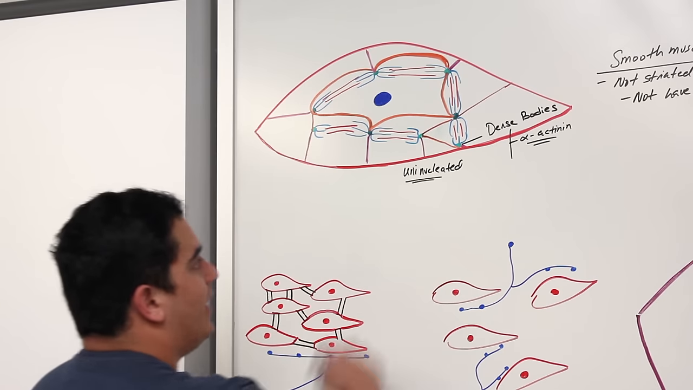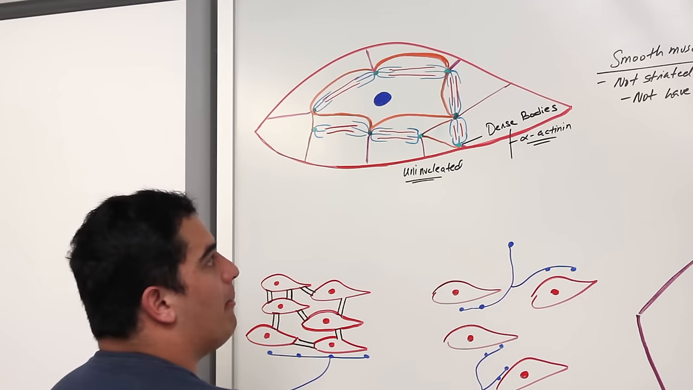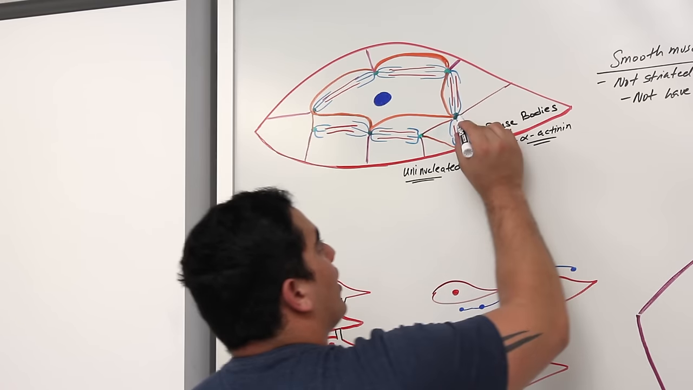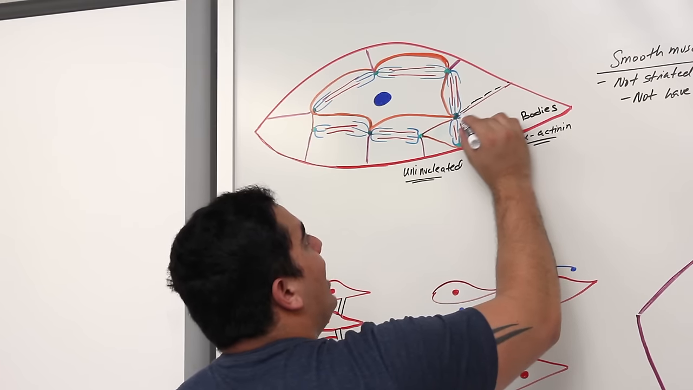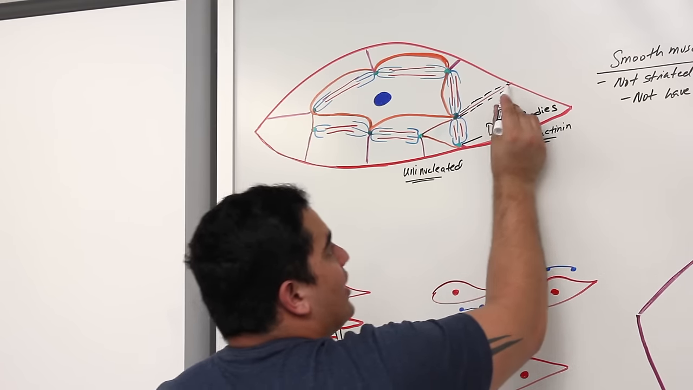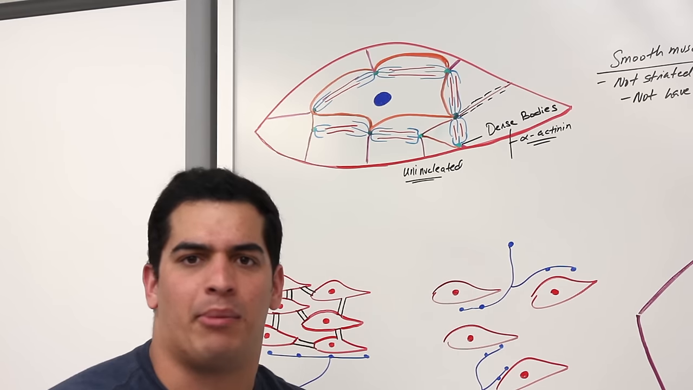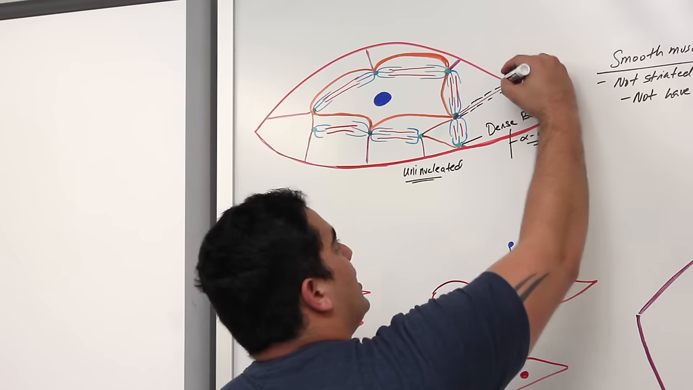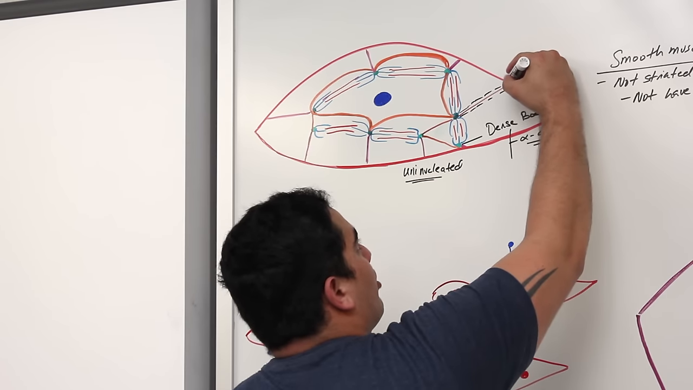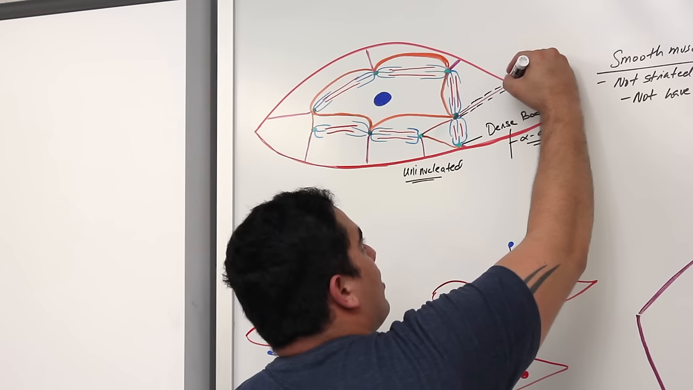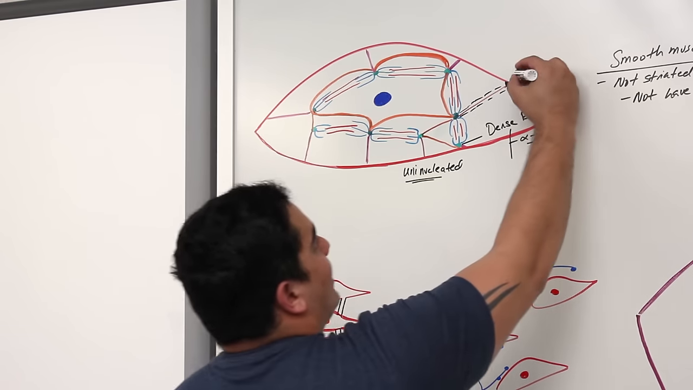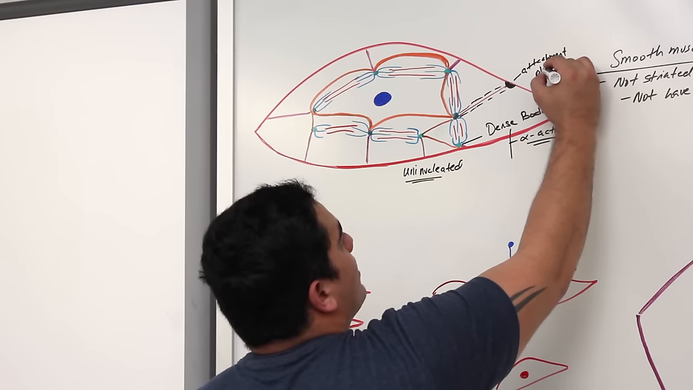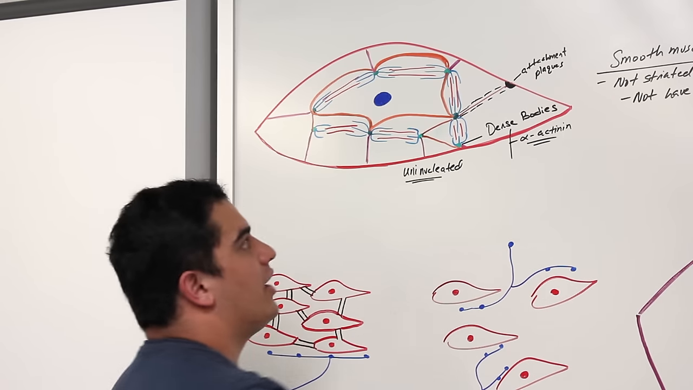What's important is that these dense bodies are anchored to the plasma membrane by these pink proteins. Look, this right here is anchoring the dense bodies to the smooth muscle cell membrane. And there's many proteins that are making up that structure. But basically there are these attachment plaques, these integrin proteins that are on the inner cytosolic side of the smooth muscle cell, and these attachment plaques are basically what these dense bodies are connecting to.